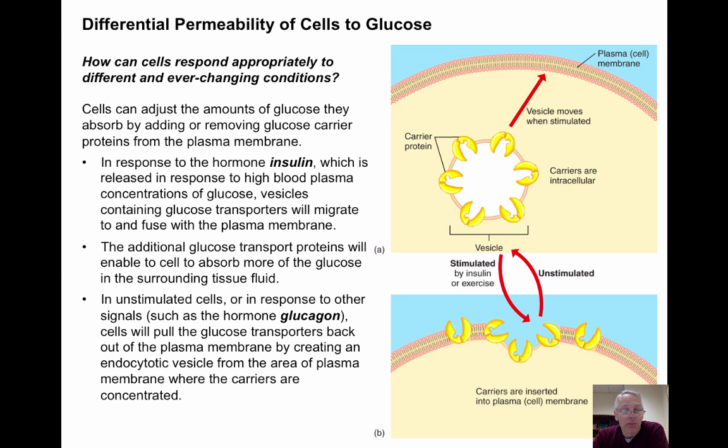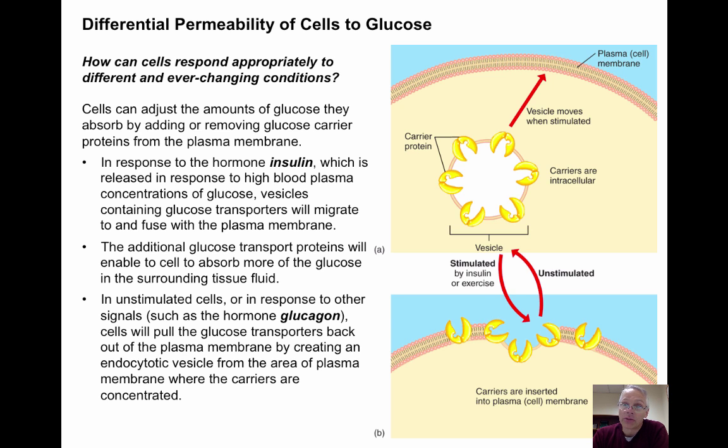But there are times when our body would not want cells to actively take glucose up from the blood. There are times when we would want the cells to leave the glucose alone. If we don't have very much of it in our blood, then the body would prefer that the glucose is reserved for our brain, for our muscle cells, for the organs that might vitally need glucose on a moment-to-moment basis. And so this is showing how a cell could be differentially permeable to glucose depending on the signals it's getting from outside.